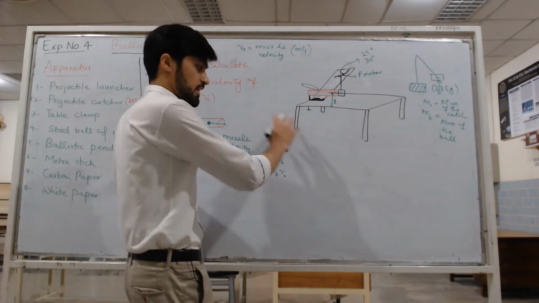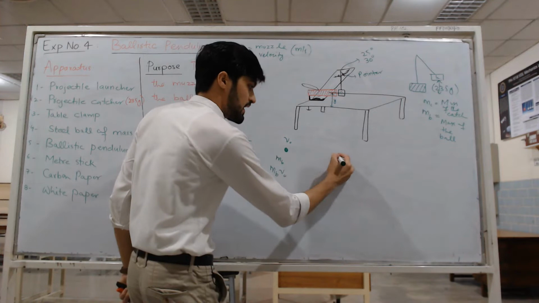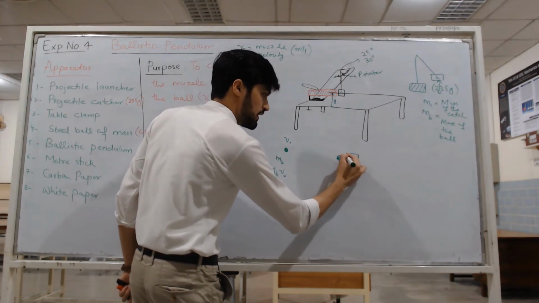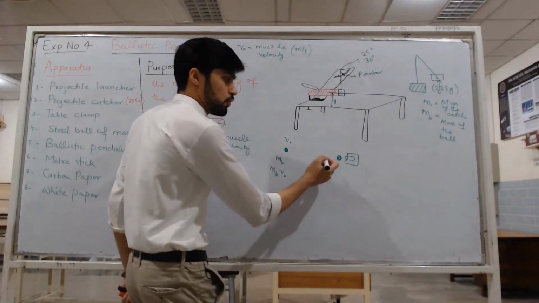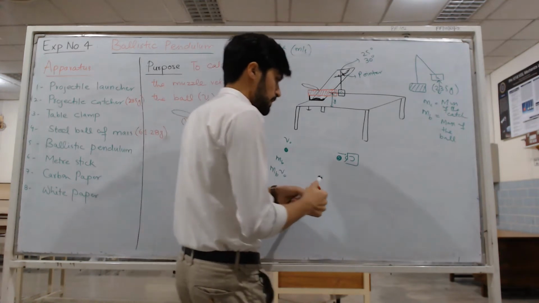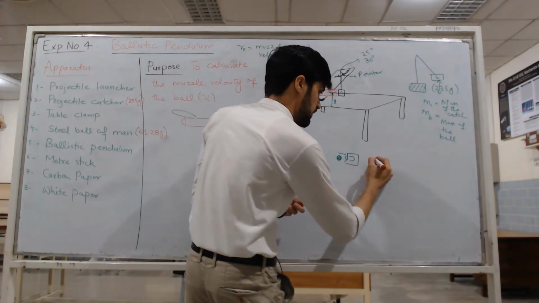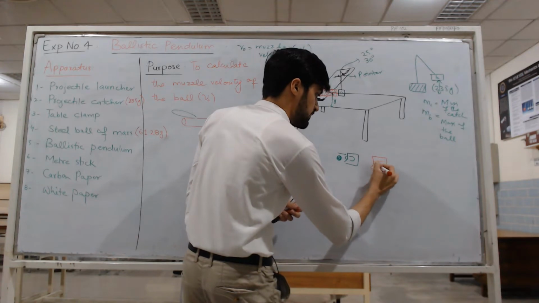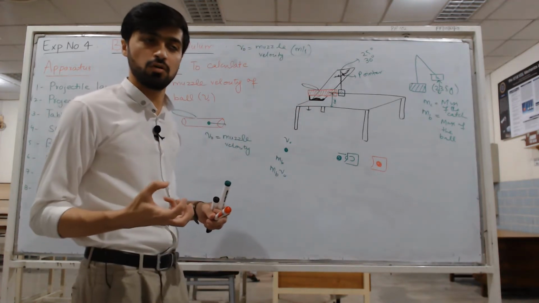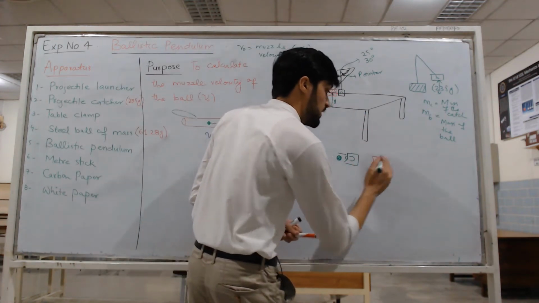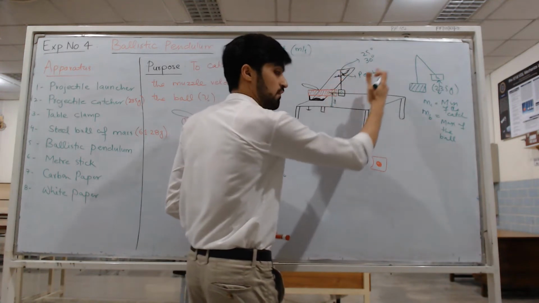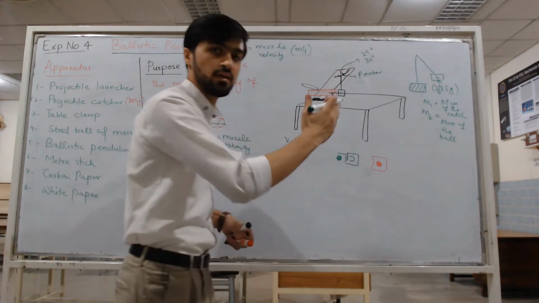Now this is the initial case. When this ball strikes the catcher, let's say this is the ball, and here is the catcher. It contains some space. So when the ball strikes the catcher, it moves into the catcher, and the ball is stuck here inside the catcher. It's called a catcher because it catches the ball. Now this catcher is connected with the pendulum. It will move, definitely, with a certain angle.